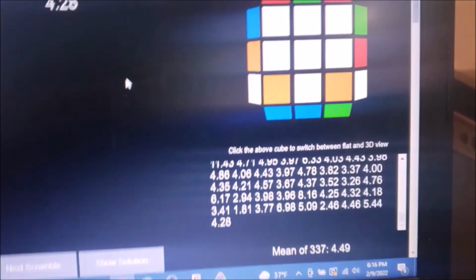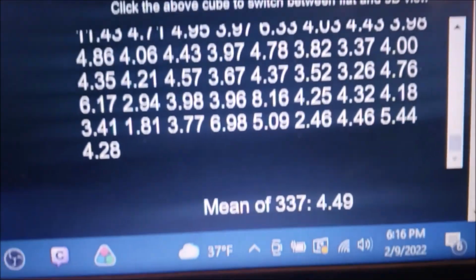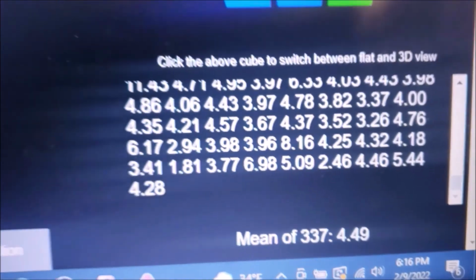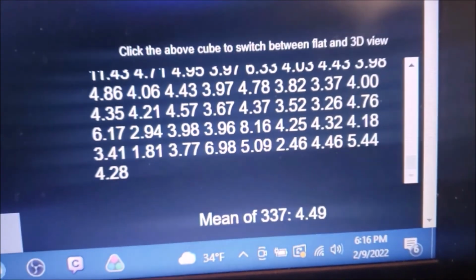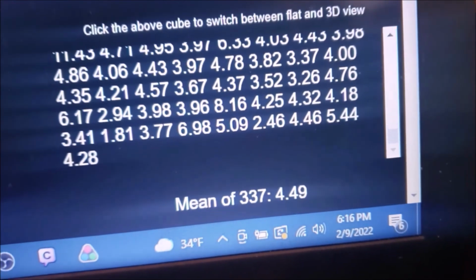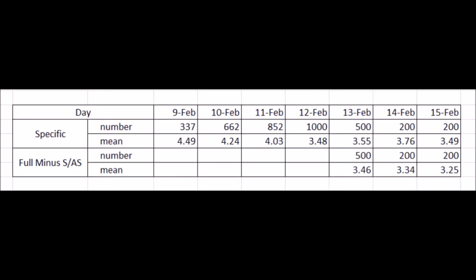I did 337 practice solves with the specific set of algorithms that I chose, and the mean was 4.49. Good for me, good job. So I continued practicing COLL for the next week.